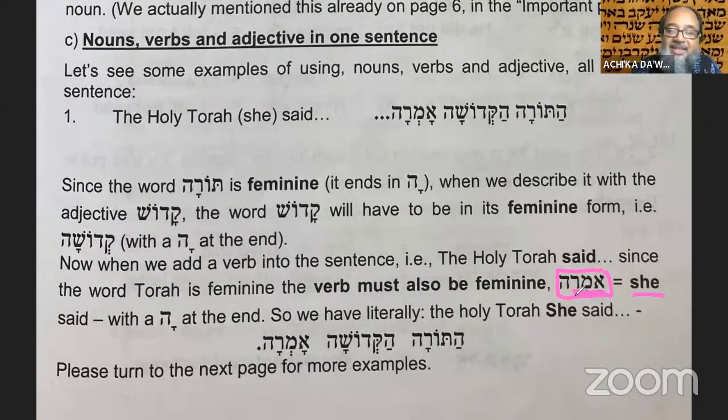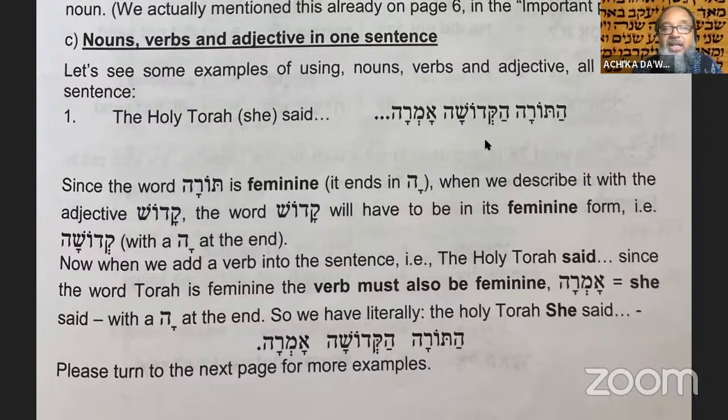Amara means that she said it. It's perfect now too. We just feminized it. We didn't add a letter to the front of it. If I put a letter like a tav in front of it, it would become imperfect because it's in a future tense, it's not complete. See? So that's kind of a little tricky thing that you got to remember.